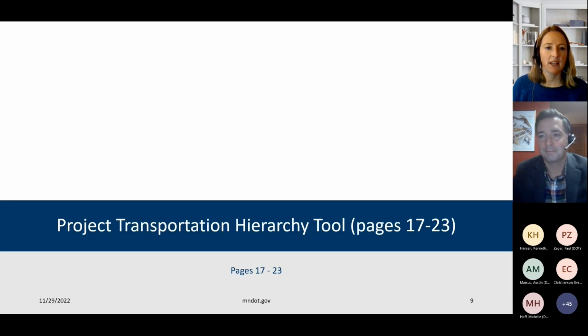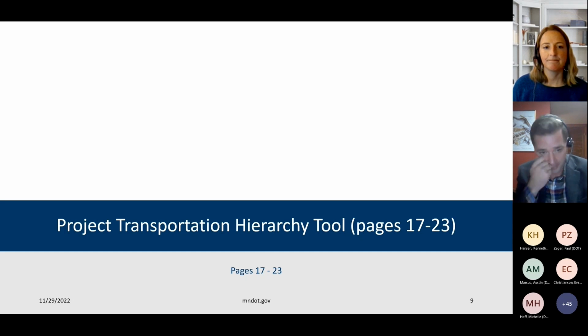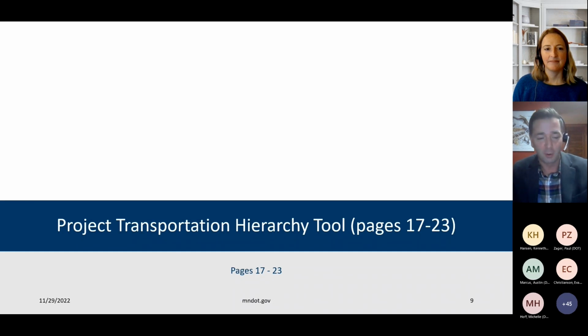All right, I will hand it over to Dan to get into the hierarchy tool. Thank you, Nissa. Okay, so Nissa was talking earlier, kind of giving the broad strokes overview of the new Complete Streets handbook. And one of the cool things in the Complete Streets handbook is this project-specific transportation hierarchy tool. And so I'm going to give a little bit of a deep dive on that. But before I do, a little bit of background.